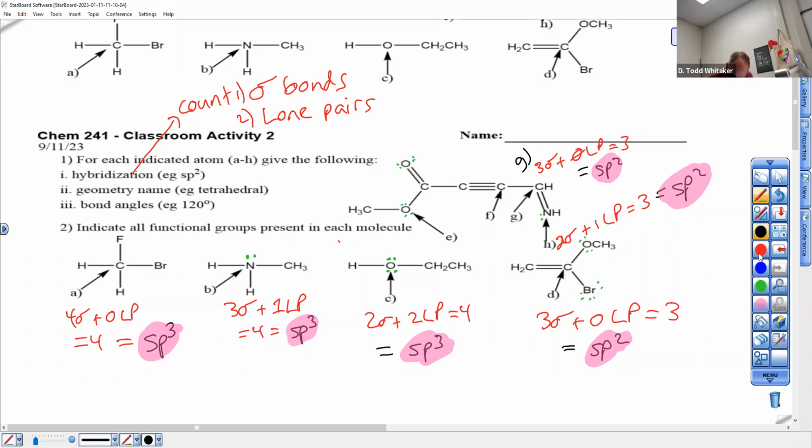F, 2 sigma plus 0 LP equals 2. What's your hybridization? 2 fingers in the air. sp. Want to make sure it's clear what we're talking about here. That's for F. G is here. H is here.